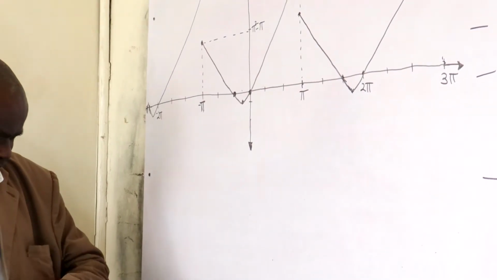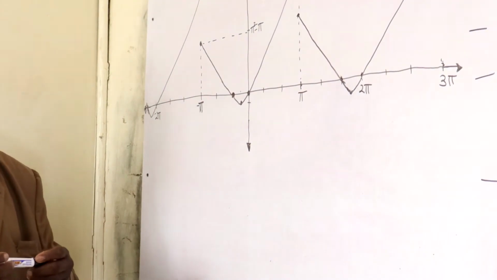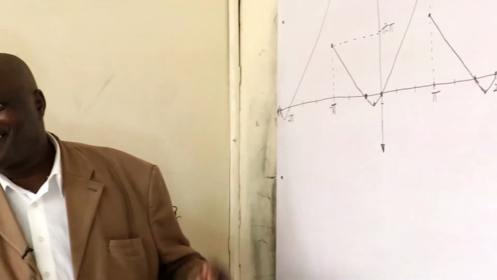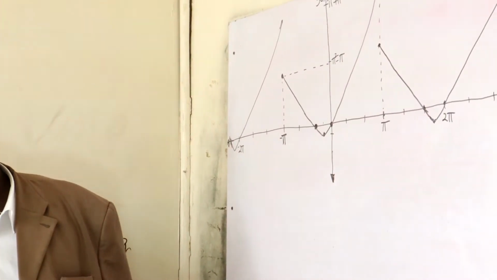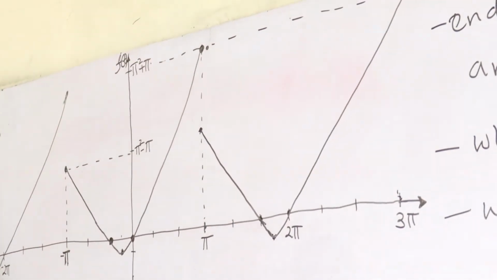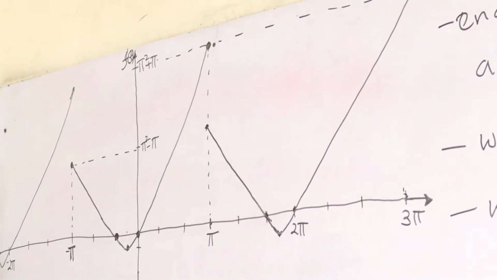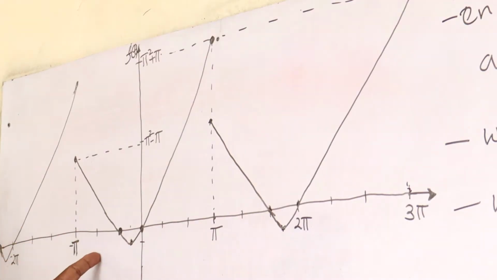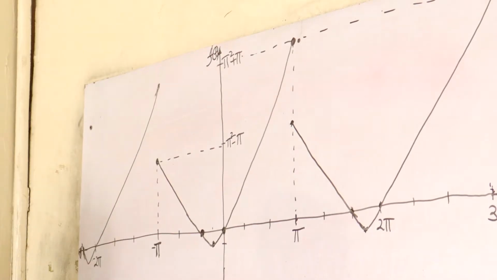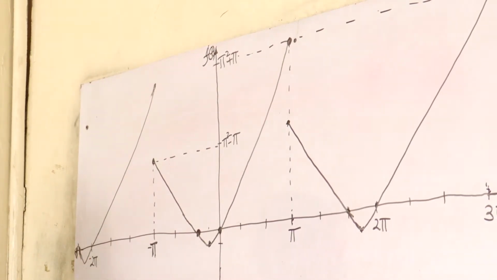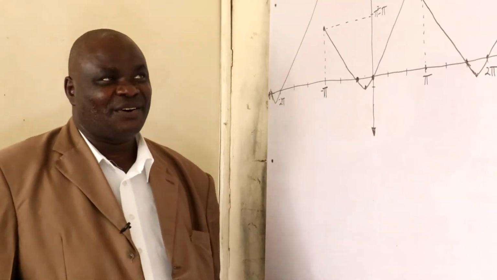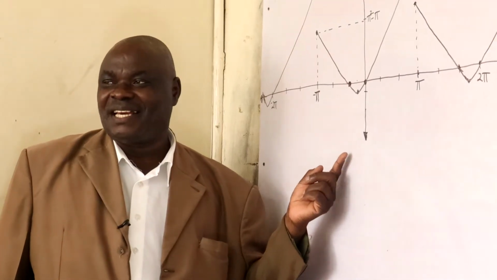So from the graph, this function, which type of function is this? Is it odd? Is it even? So it is neither. This is neither even nor odd. It is not symmetrical about the vertical axis, and it is not symmetrical about the origin. So it is a function which is neither odd nor even. Therefore, in evaluating Fourier series coefficients, we will now evaluate all the Fourier series coefficients. That is A naught, an, and bn.